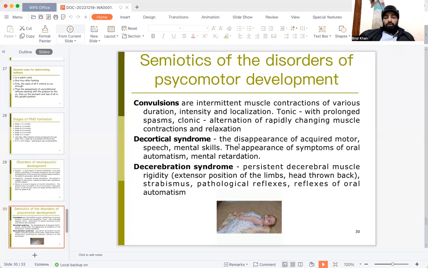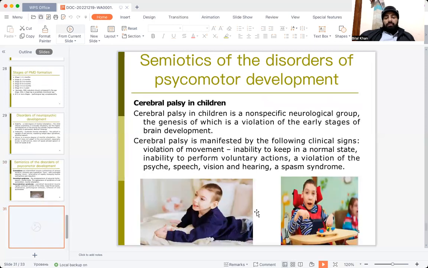Decortical syndrome is the disappearance of acquired motor, speech, and mental skills, with the appearance of oral automatism symptoms and mental retardation. Decortical means the cortex of the brain is involved. Decerebration syndrome is persistent decerebral muscle rigidity, with extensor position of the limbs and thrown-back strabismus. Pathological reflexes also include the oral automatisms.